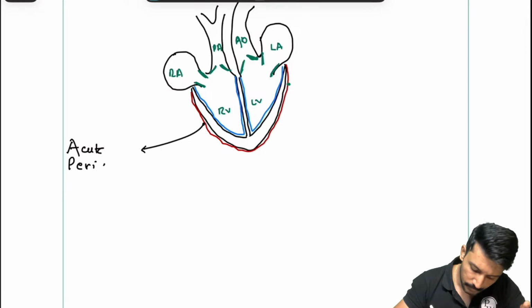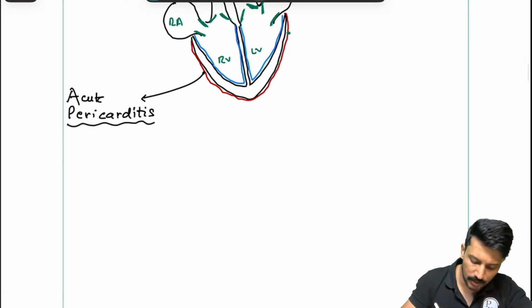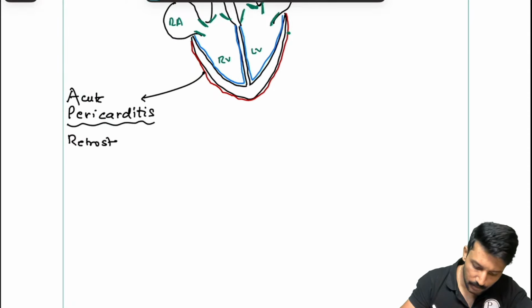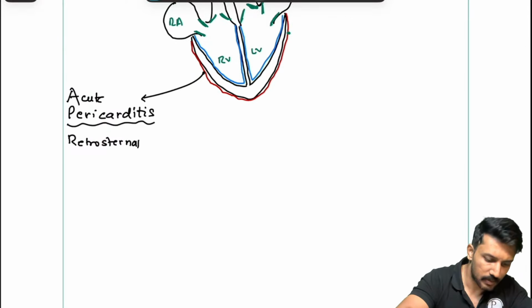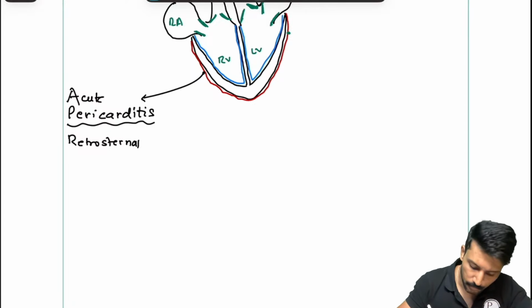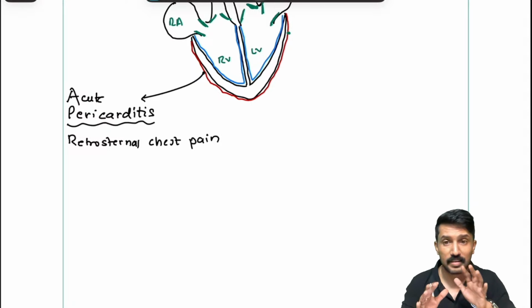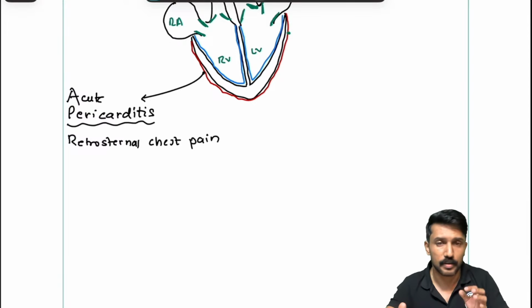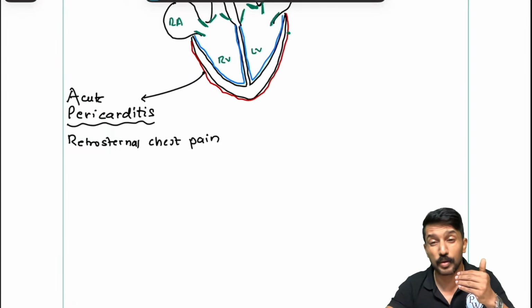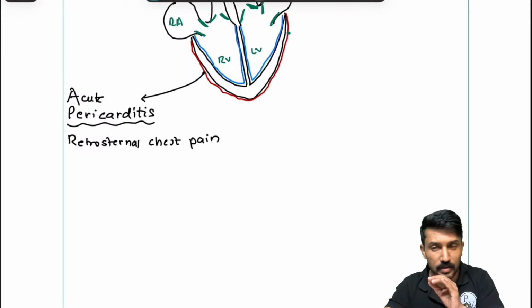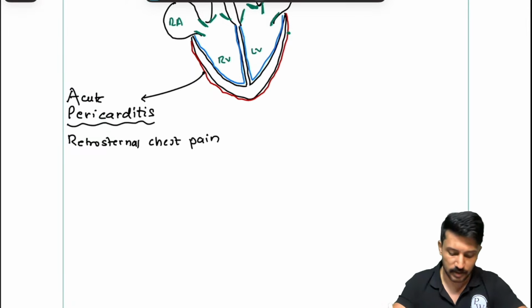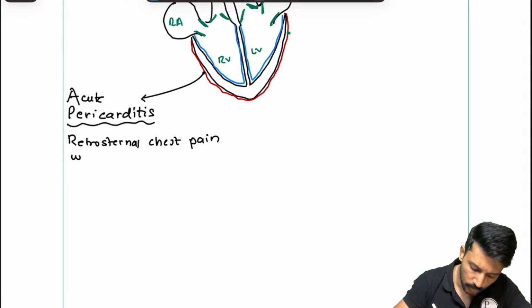Now, what is the usual presentation of patients with acute pericarditis? They generally present with retrosternal chest pain, just like MI. But this chest pain of acute pericarditis, unlike MI, is going to be sharp, penetrating, and worse on inspiration. MI pain is diffuse, squeezing, non-penetrating, and has no relationship with respiration. So: retrosternal chest pain, worse on inspiration.